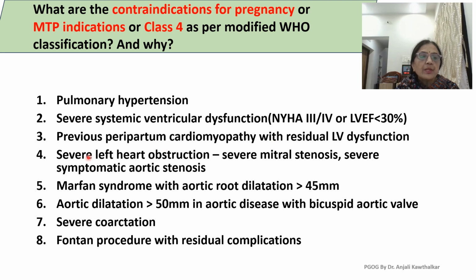Fourth is severe left heart obstruction, where there is severe mitral stenosis or severe and symptomatic aortic stenosis. Fifth is Marfan syndrome with aortic root dilatation of greater than 45 millimeters. Sixth is aortic dilatation greater than 50 millimeter in aortic disease with bicuspid aortic valve, especially. Normally the aortic valve is tricuspid, and if it is bicuspid, and with that if dilatation is greater than 50 millimeter, then it comes under this class 4. Severe coarctation of aorta comes under class 4. Fontan procedure with residual complications.